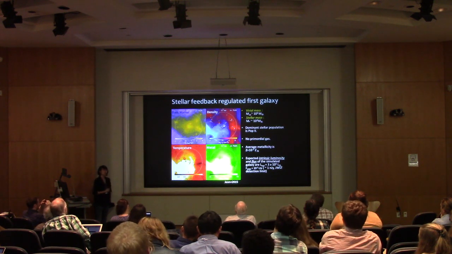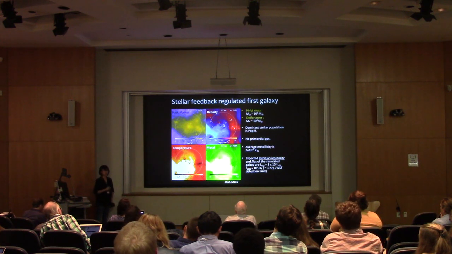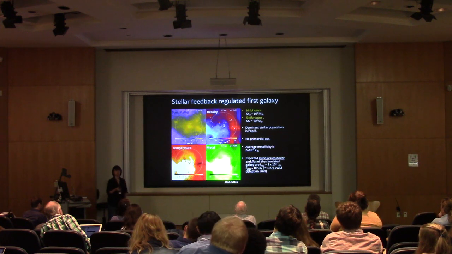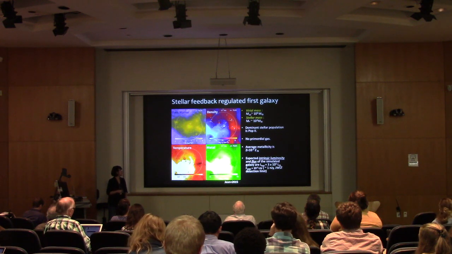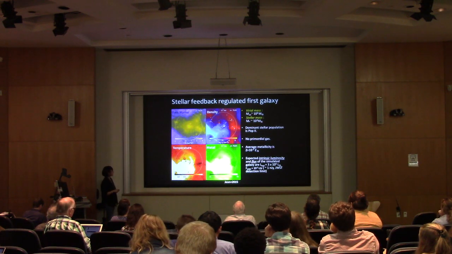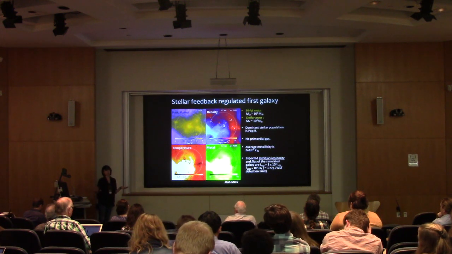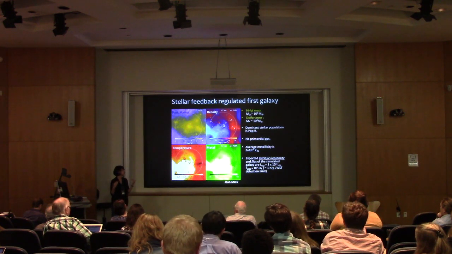Its halo mass was 10 to the 8 solar masses, and its stellar mass is about 10 to the 4 solar masses. This is a very small galaxy, similar to the local ultra-faint dwarf galaxies like Segue 1. And the one thing I want to point out is that in the metallicity plot, there is no primordial gas anymore. So first galaxies were already metal-enriched systems rather than primordial systems.